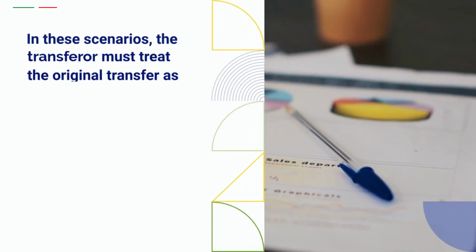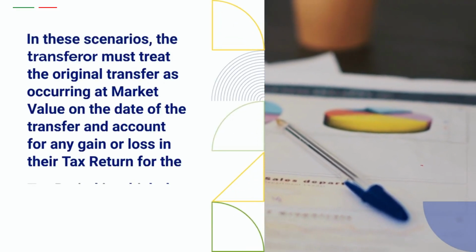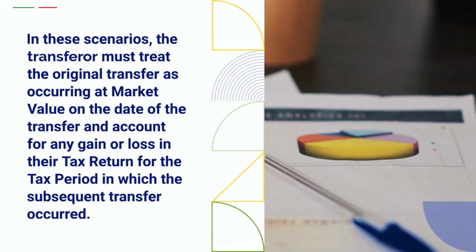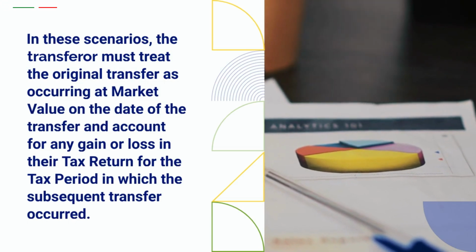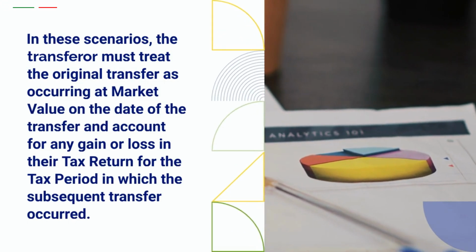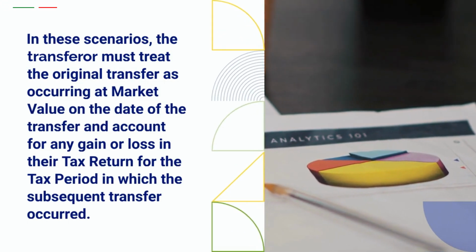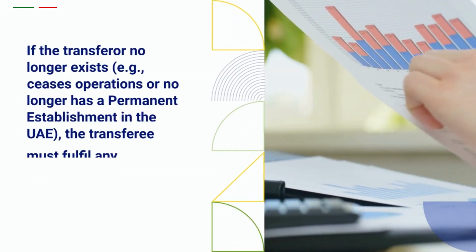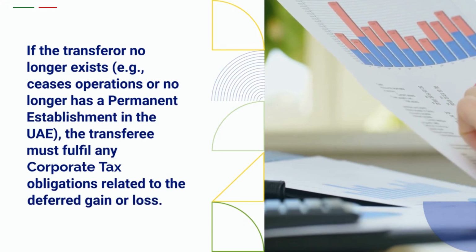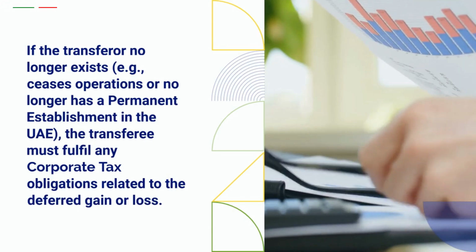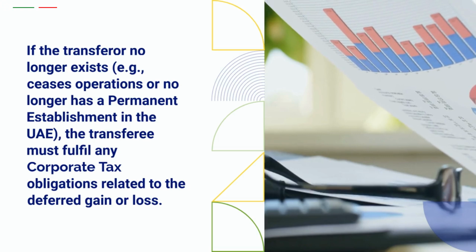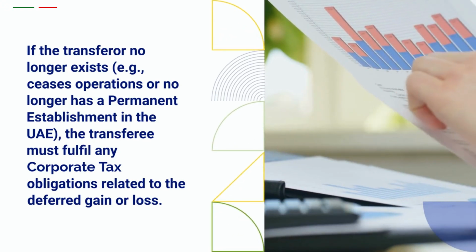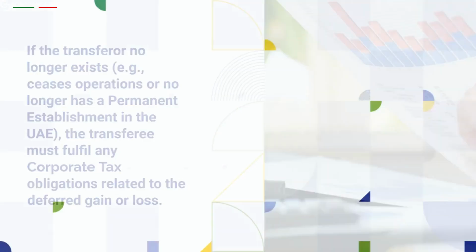In these scenarios, the transferor must treat the original transfer as occurring at market value on the date of the transfer and account for any gain or loss in their tax return for the tax period in which the subsequent transfer occurred. If the transferor no longer exists, for example, ceases operations or no longer has a permanent establishment in the UAE, the transferee must fulfill any corporate tax obligations related to the deferred gain or loss.